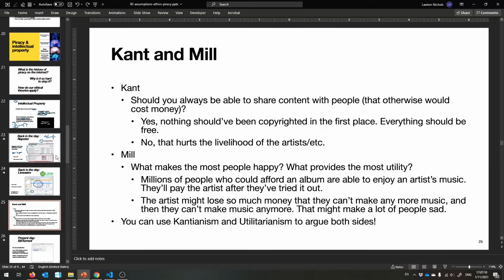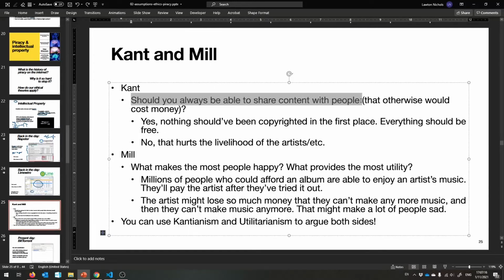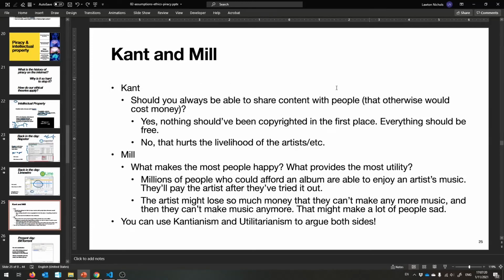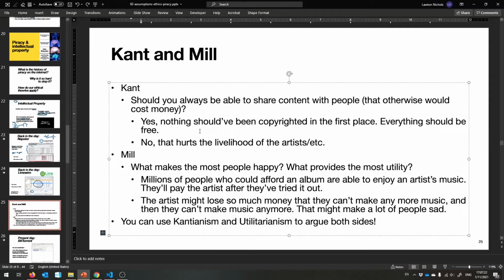So Kant would ask, should you always be able to share content with people? And this content, remember, would otherwise cost you money. So you have options again, pros and cons. What might Kant think? Obviously, he's not alive today to tell us, but we can use his framework to determine the steps that he might take in trying to make sense of this.